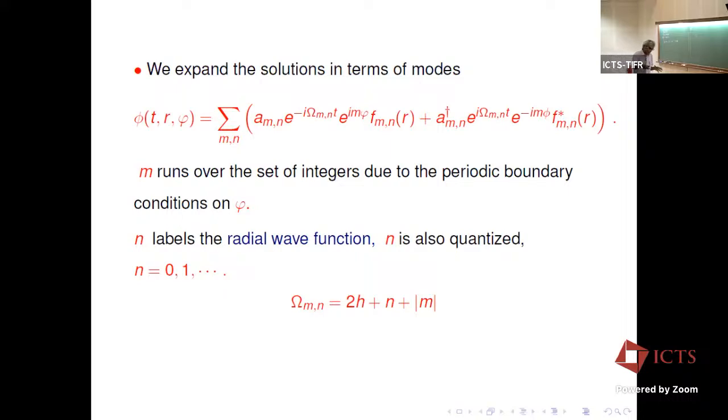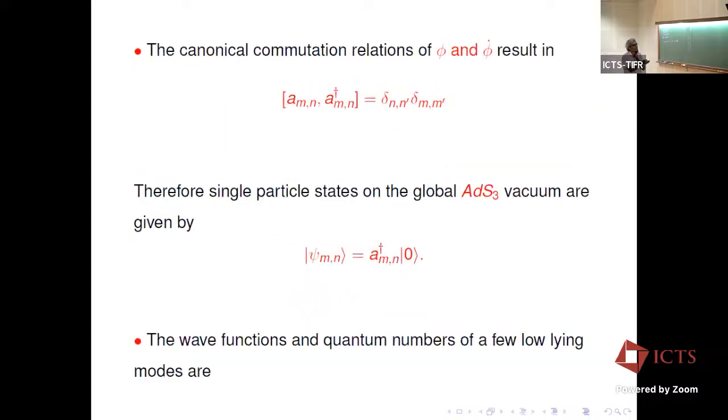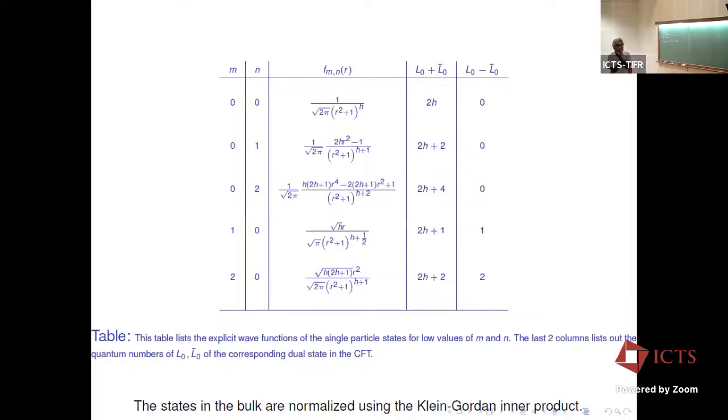By imposing fall-off boundary conditions and regularity at the origin, these modes are quantized. This is the formula for the energy. Of course, these obey the commutation relations, and the states are therefore just creation operators acting on these. And here are the wave functions of the first few modes.